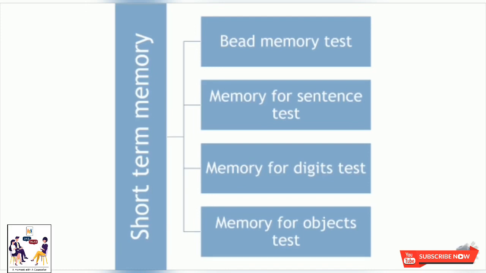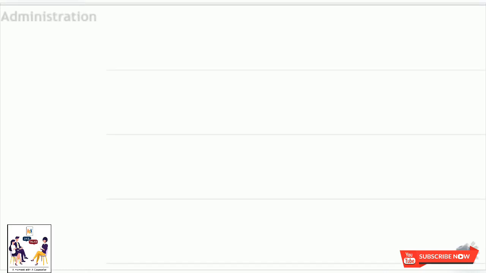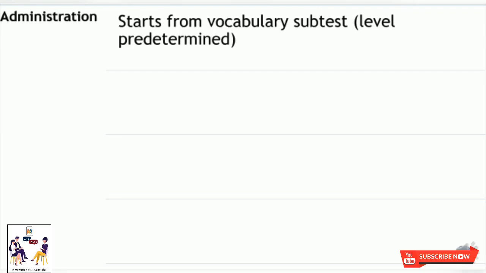Now we can move on to the administration of Stanford Binet scale 4. The administration formally begins with an item from the vocabulary subtest. The level of the item is predetermined based on the chronological age of the examinee. The highest level of the vocabulary subtest, where the examinee passes two consecutive items, is the level at which further testing will begin, and hence the vocabulary test is known as the routing test.